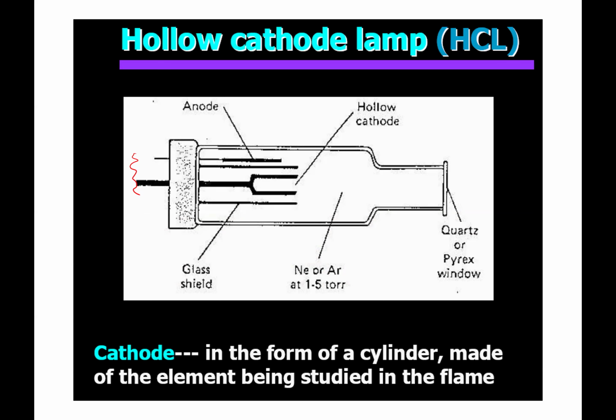So the hollow cathode is made up of the element of interest. With that information, you might think you understand this. Let's go through it together. You notice here you have neon or argon. So what is happening? Turn on the voltage or the current. One part of that hollow cathode lamp is where the atoms are. So you excite them.